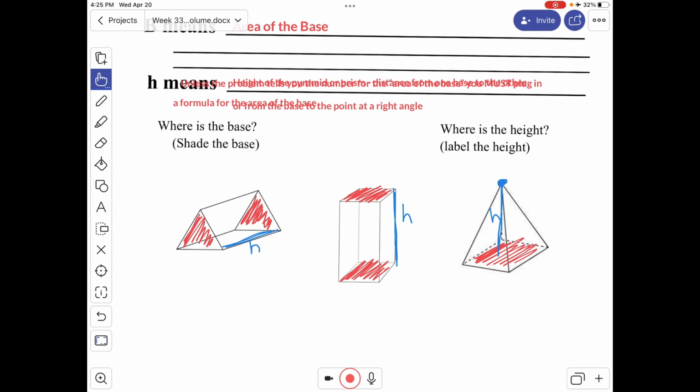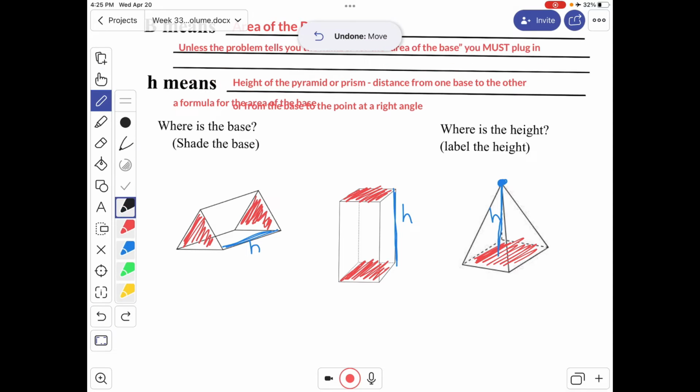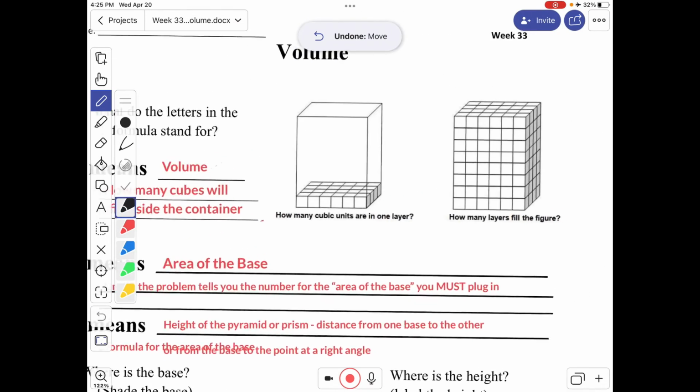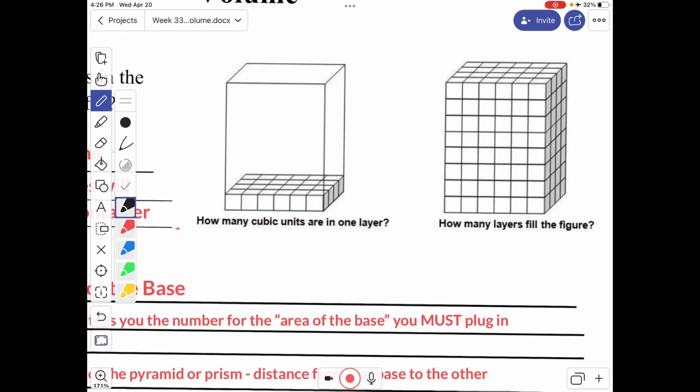Let's look back up here at the top. We have this little picture. Our formula is volume equals area of the base times the height. And this picture kind of shows why that formula works. This one right here demonstrates the base. So the area of the base is base times height.